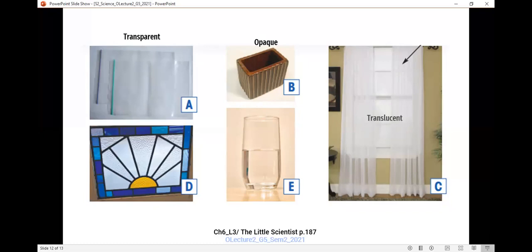B. What about B? The object shown in figure B. Opaque. We cannot see anything behind. C, imagine you are standing behind the curtain. You're looking through the curtain. Translucent. I can still see. With a translucent object, I can still see a not perfect image of what's behind. D.